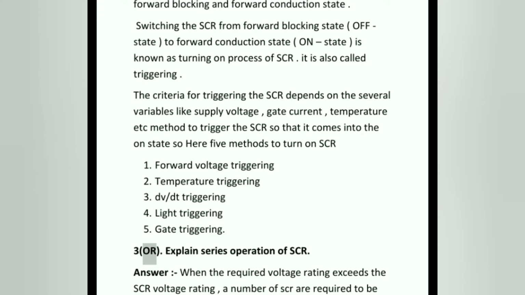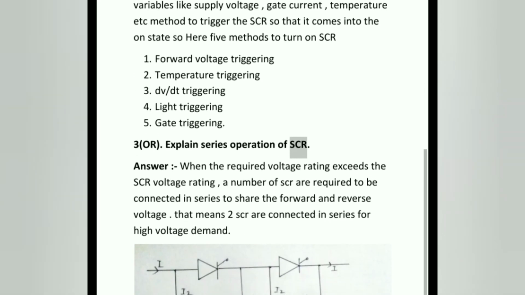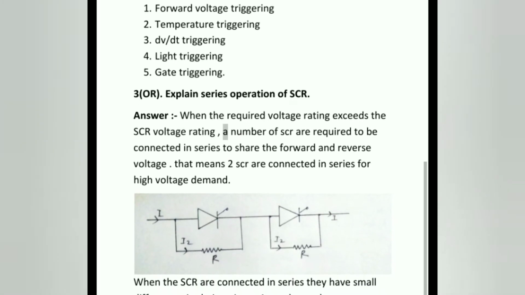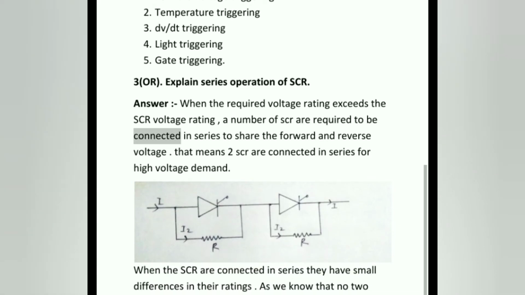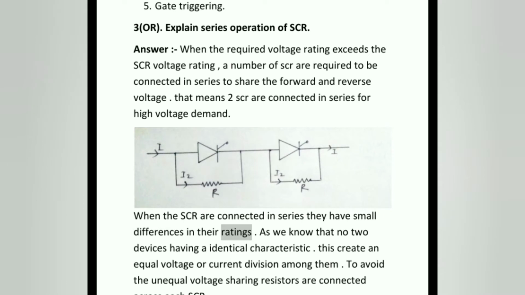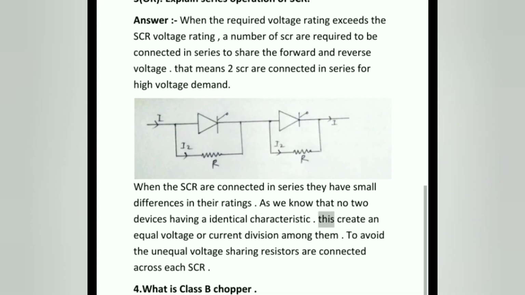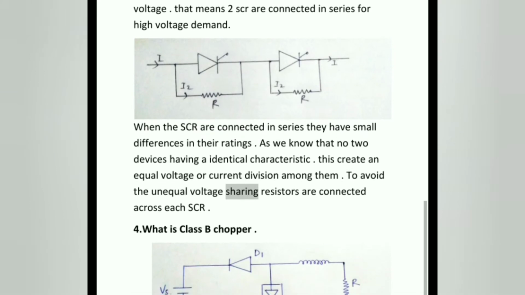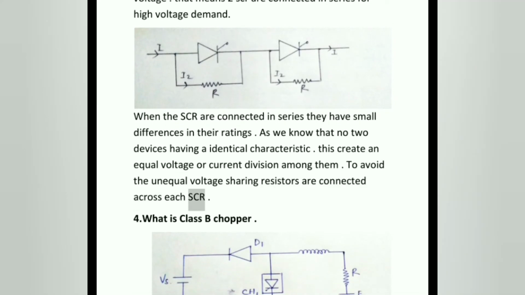3. Explain series operation of SCR. Answer: When the required voltage rating exceeds the SCR voltage rating, a number of SCRs are required to be connected in series to share the forward and reverse voltage. That means 2 SCRs are connected in series for high voltage demand. When the SCRs are connected in series, they have small differences in their ratings, as we know that no two devices have identical characteristics. This creates an unequal voltage or current division among them. To avoid the unequal voltage sharing, resistors are connected across each SCR.